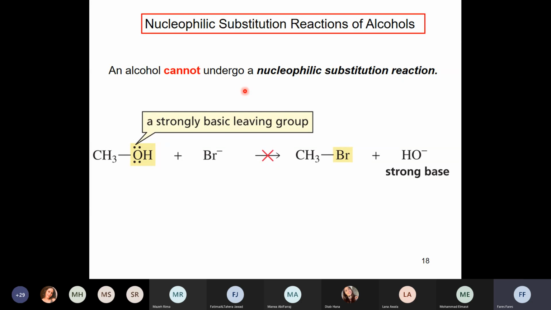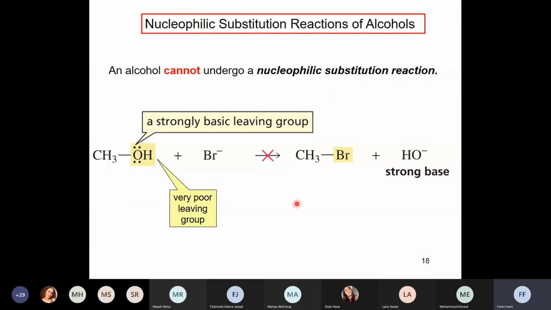The simple reason is that the OH, which is supposed to be the leaving group, is a strong base, and strong bases are not good leaving groups. So OH is a strongly basic leaving group, so it's not a good leaving group. يعني the bond between carbon and oxygen is very strong, مش بسهولة بنكسرها وبنحط محلها Br. So because we have a very poor leaving group, وخليني أذكركم, the best leaving groups are the weakest bases. عشان يكون good leaving group بده يكون weak base. فتبين الالكوهولز ما عندهم good leaving group, وبالتالي we don't expect them to undergo nucleophilic substitution.